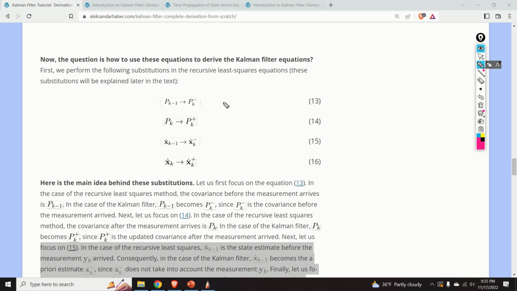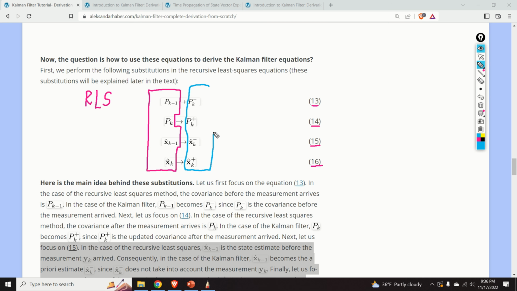Now, the question is how to use the recursive least squares equations to derive the Kalman filter equations. First, we need to perform the following substitutions, and the substitutions are defined by the equation 13, 14, 15, and 16. These variables, that is, the first column over here, are the recursive least squares method variables: Pk covariance, and xk estimates. And the second column are the equivalent variables in the Kalman filter.